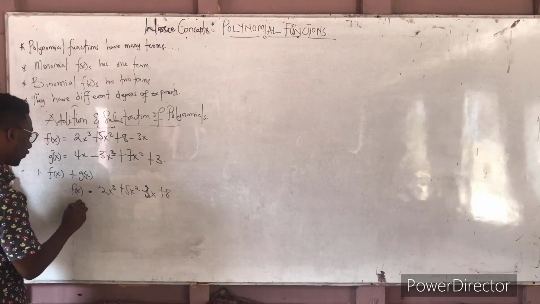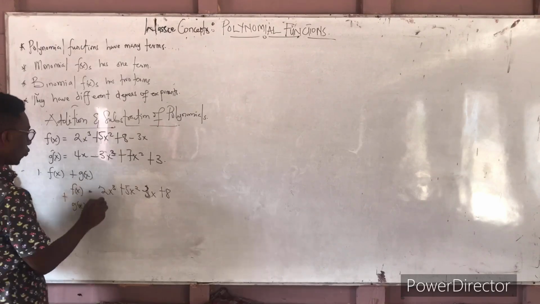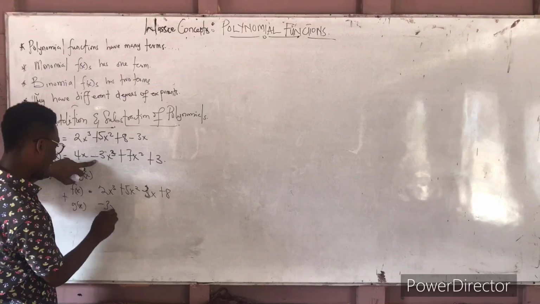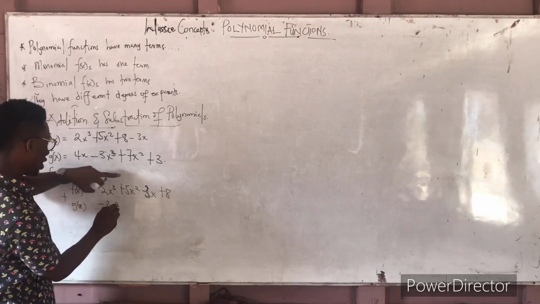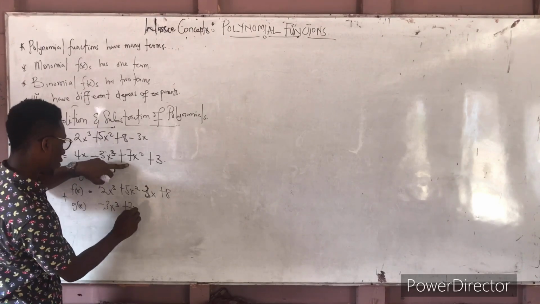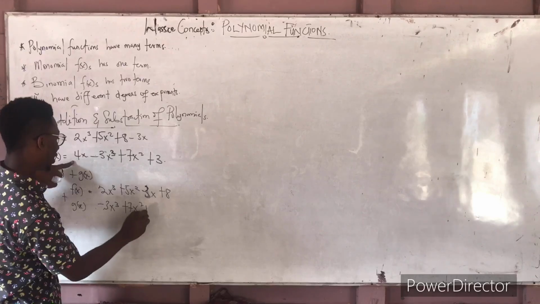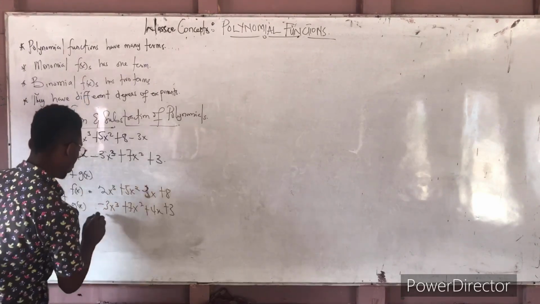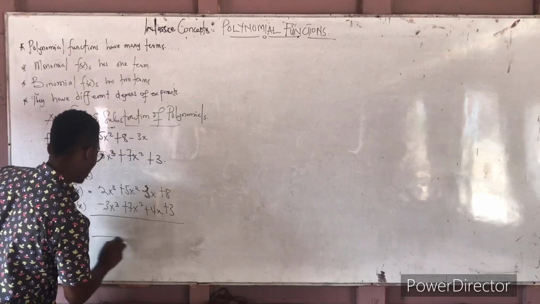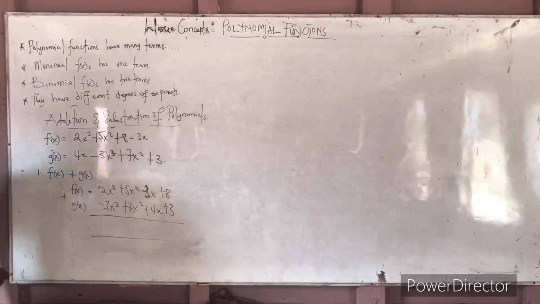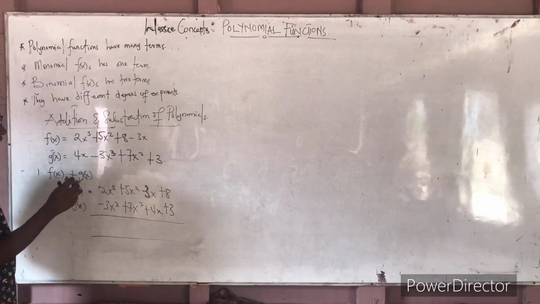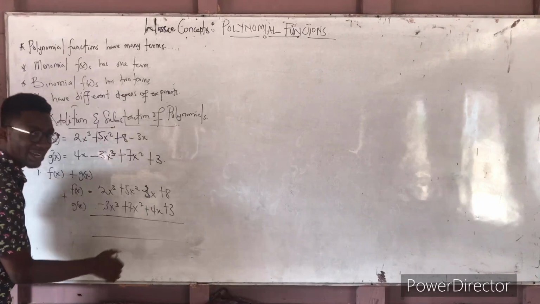And you take your g of x, so do you have any x cubed? So you do minus 3x cubed, then x squared, plus 7x squared plus 4x plus 3. So when you do this, you can easily add your two polynomials. So how do we do it? We add like terms.